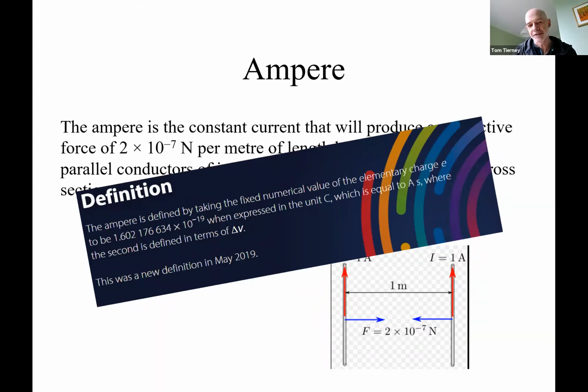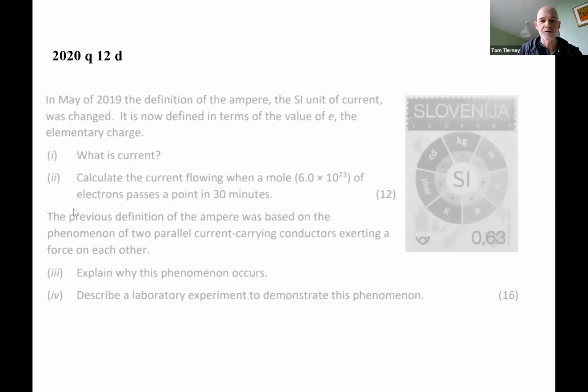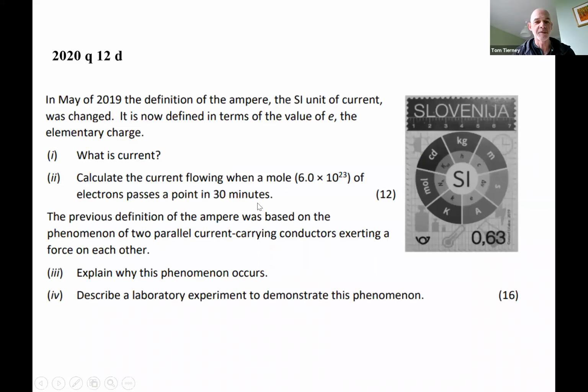So most likely what will happen is it'll be ignored, but they did actually bring it up last year, but in this sort of way. So they had: what is electric current, calculate the current flowing when electrons pass a point in 30 minutes. That's just charge divided by time. And then the previous definition of the ampere, so the one that you will have seen in your textbooks: explain why this phenomenon occurs, the 2 wires, and describe the laboratory experiment. So they brought it up, but in a roundabout way.